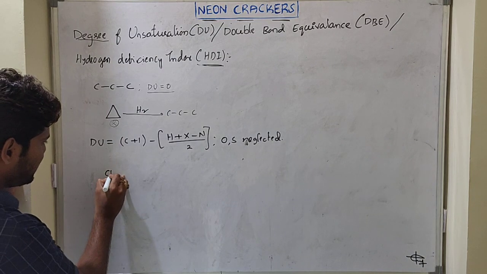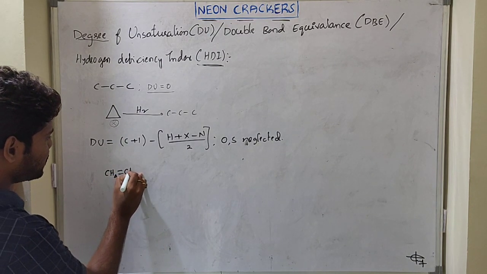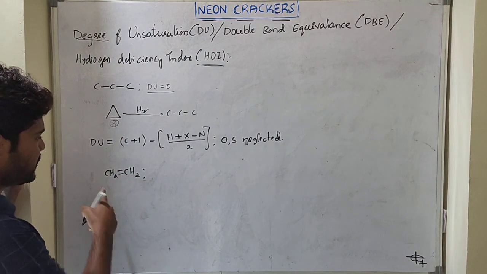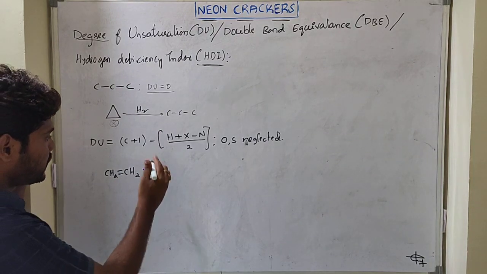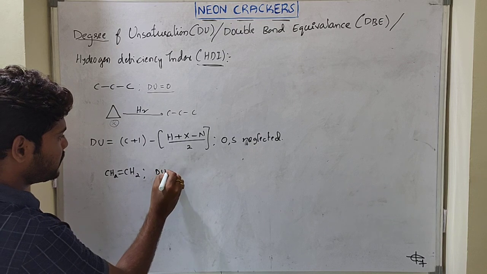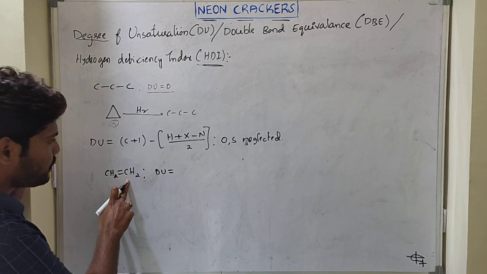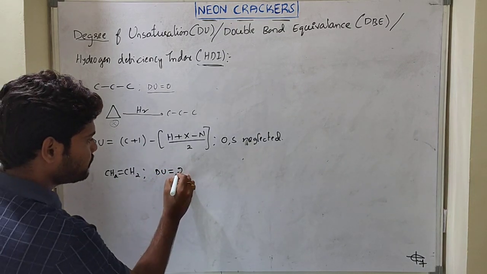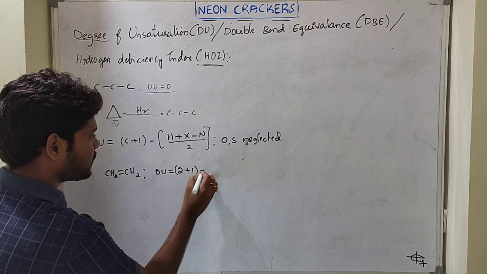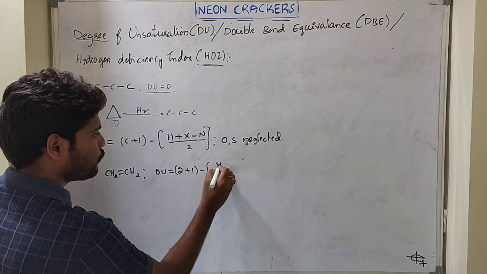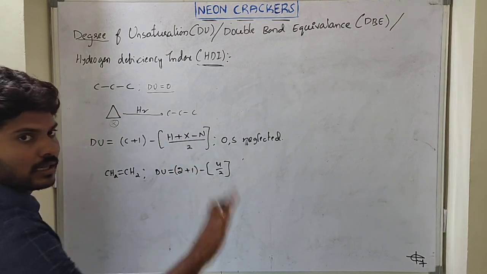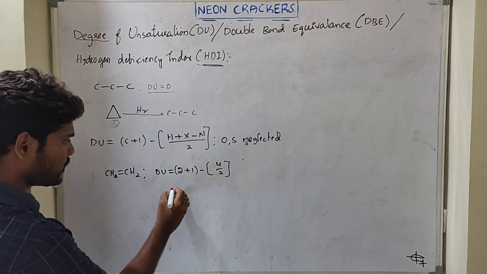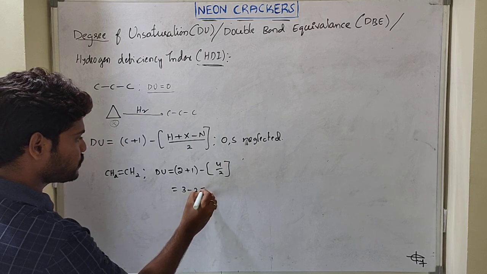Let's see. If we take ethene, of course this is an unsaturated compound because sp2 hybridized carbons are there. So according to DU, how do we find the degree of unsaturation? The number of carbons is 2, plus 1, and the number of hydrogens is 4, by 2, because there are no halogens and no nitrogen, so neglect. And what is the DU? 3 minus 2 is 1.